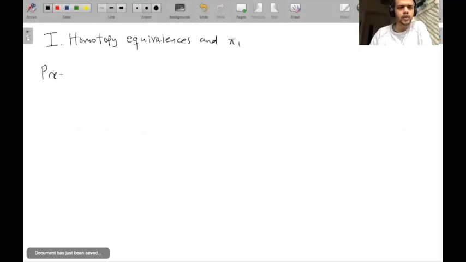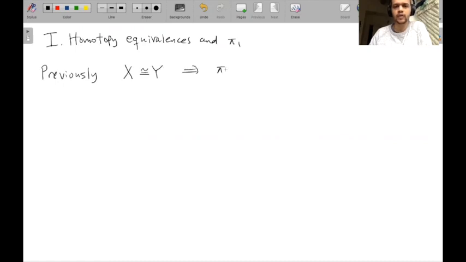Earlier this week, we proved that the fundamental group is a topological invariant. So if you have two spaces that are topologically equivalent, then they have the same fundamental group. And today we're going to discuss this in a little bit more general context.